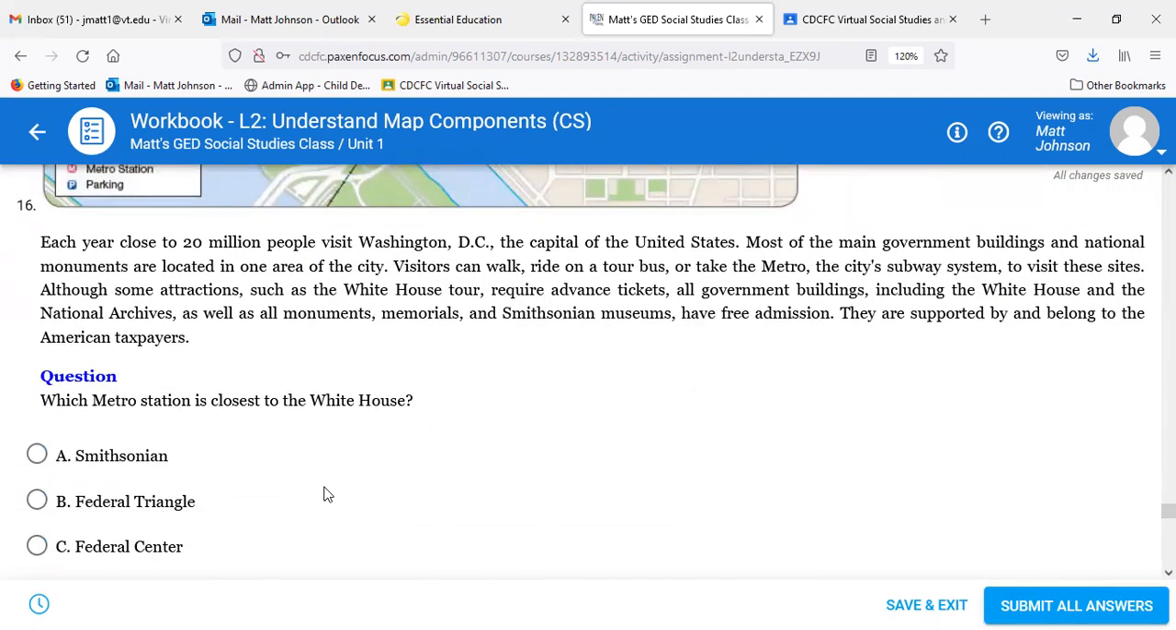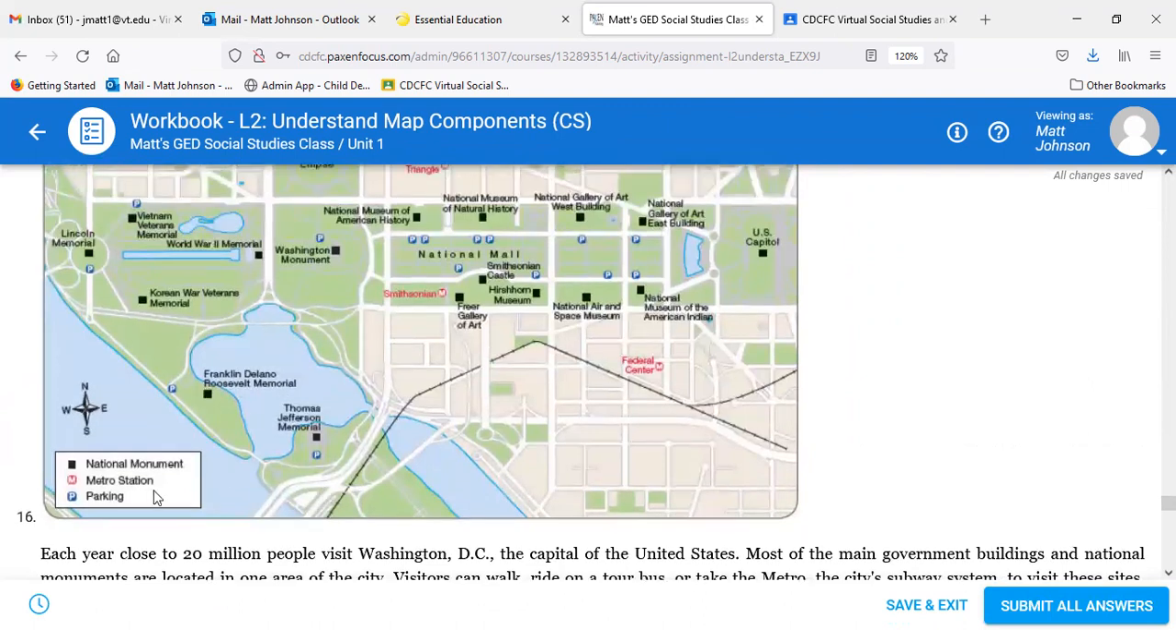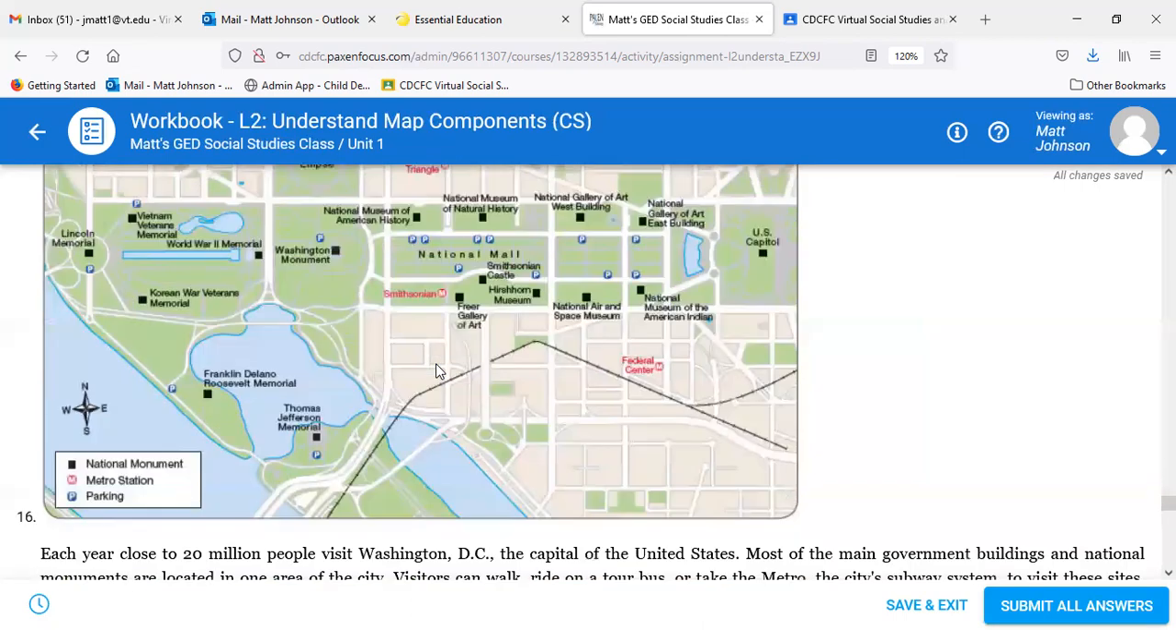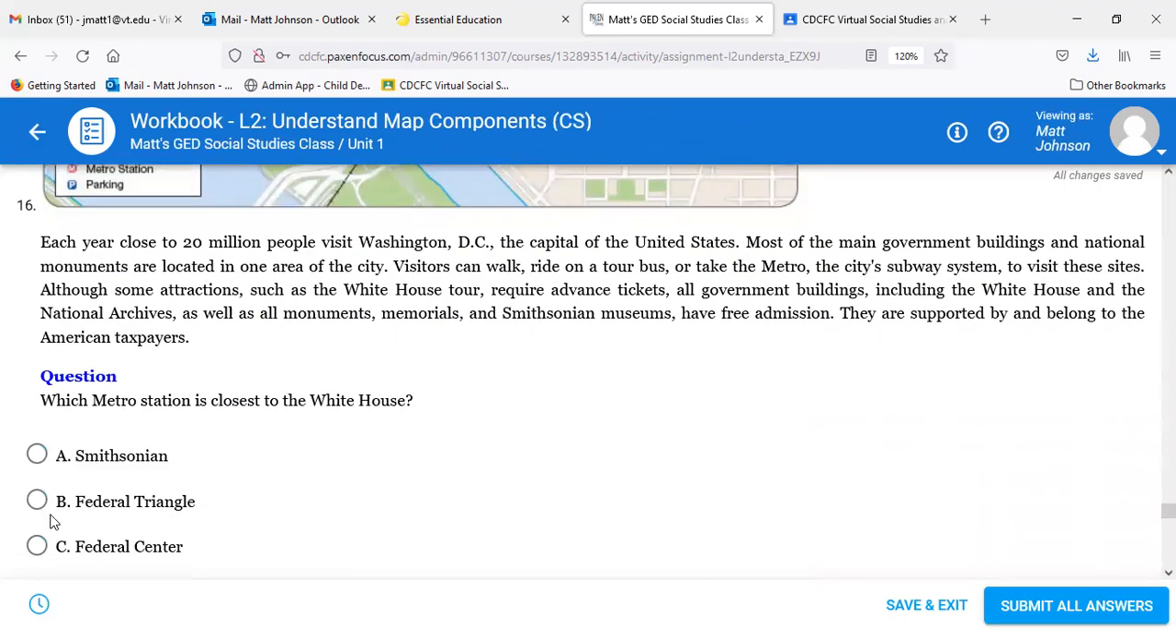Which metro station is closest to the White House? So the metro stations are the little pink or red looking areas. There's Archives, Navy Memorial, Federal Center, Smithsonian, and Federal Triangle. Federal Triangle. Yeah, B, Federal Triangle.